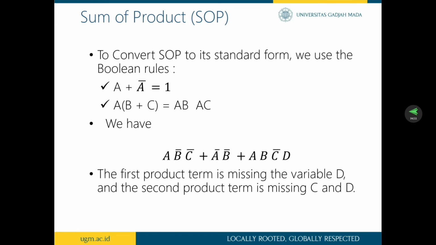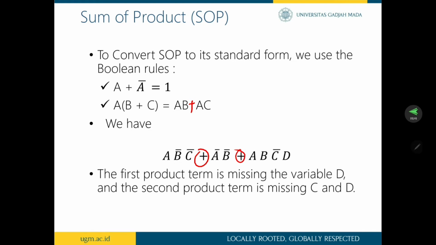To convert SOP to its standard form, we use the Boolean rules A plus A' equals 1, and A dot (B plus C) equals A dot B plus A dot C. So if we have the Boolean expression A dot B' dot C' plus A' dot B' plus A dot B dot C' dot D, we have to analyze which variable each product term is missing.